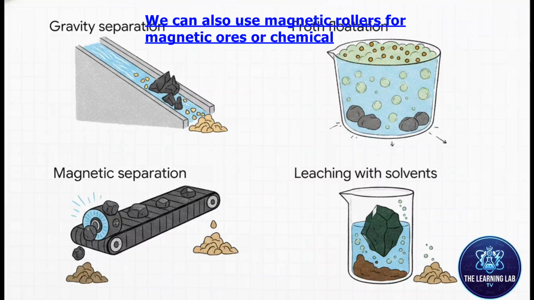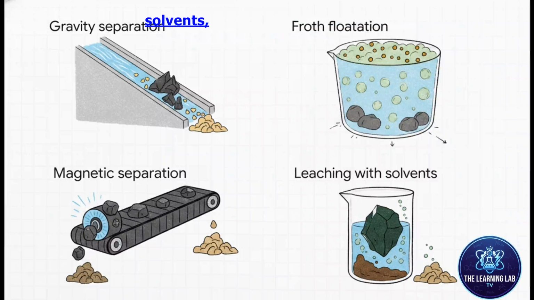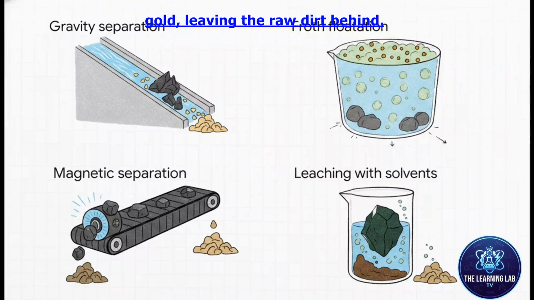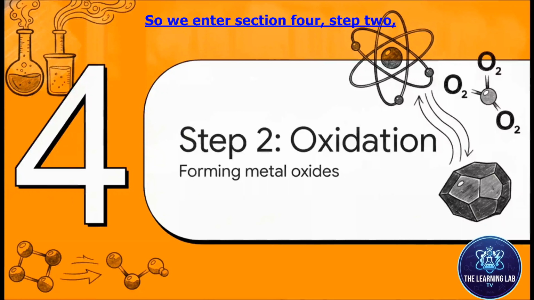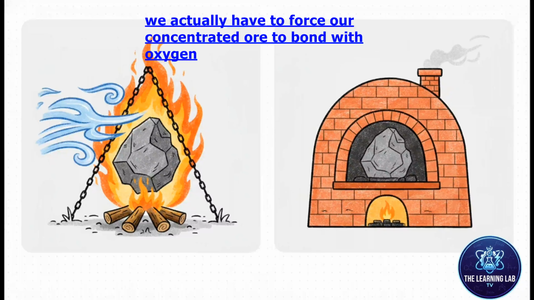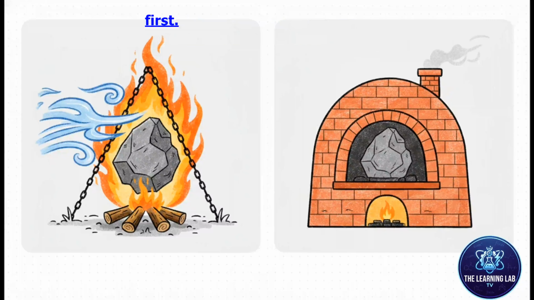We can also use magnetic rollers for magnetic ores, or chemical solvents, a process called leaching, to dissolve specific metals like aluminum or gold, leaving the raw dirt behind. Dirt is gone, so we enter Section 4, Step 2, oxidation, where we form metal oxides. Now, paradoxically, to get pure metal, we actually have to force our concentrated ore to bond with oxygen first.